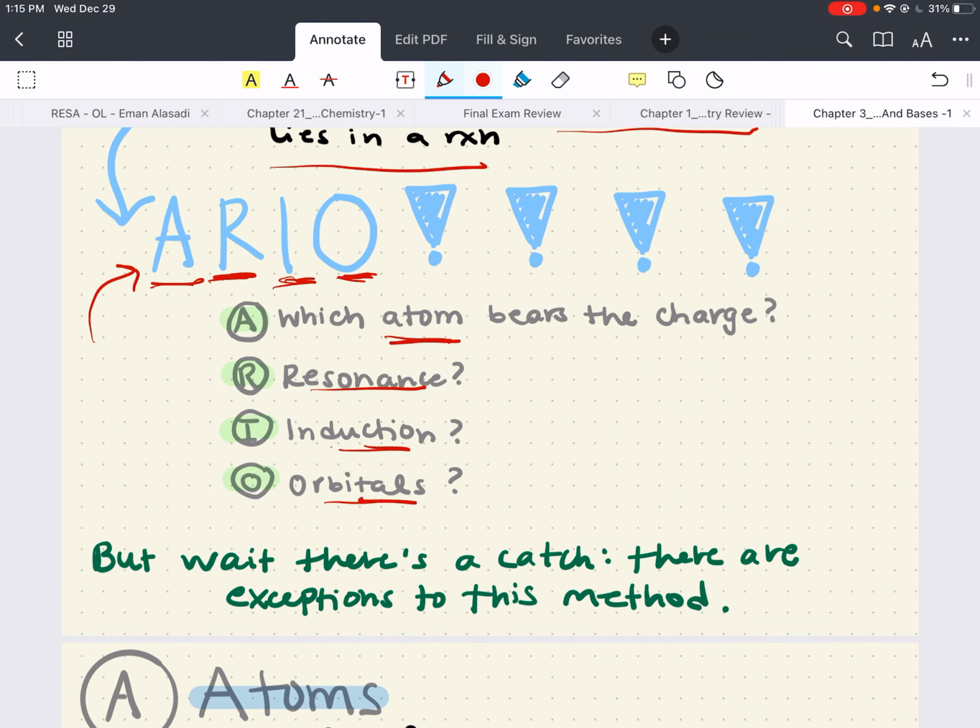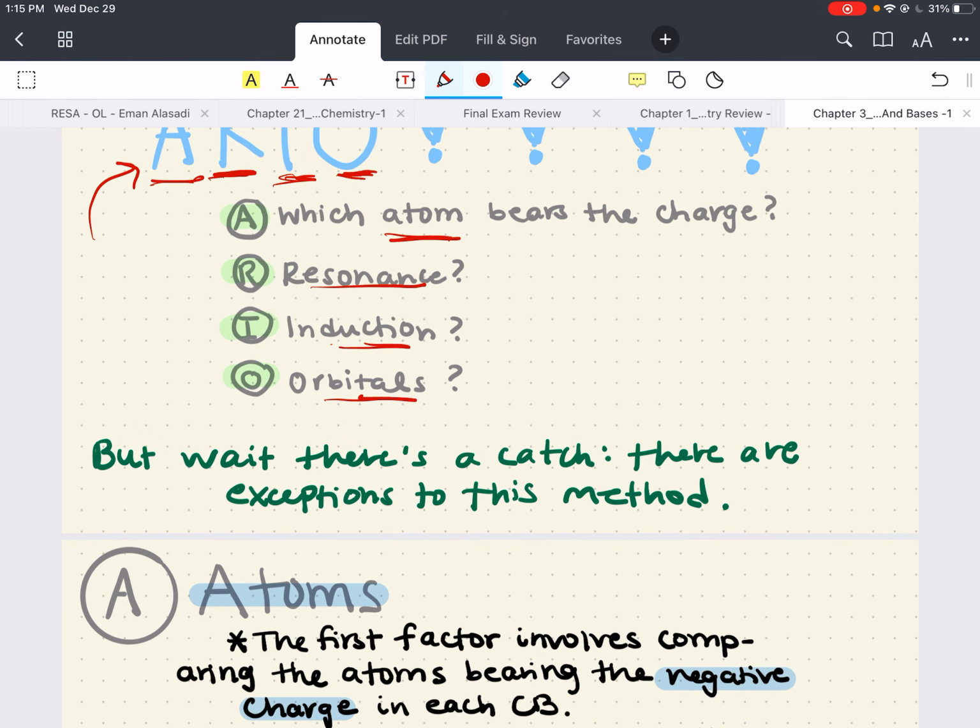And of course, we're going to do a few examples of this. Always remember that with OREO, there are exceptions to this rule. You first start off with atom and which atom bears the charge. If you can't answer this question because they're both the same, then you move on to the next, and the next, following that hierarchy. But sometimes there are exceptions where OREO doesn't help you in that order, and that's why I always say knowing your pKa values is a better way of comparing relative acidity, but it's good to know both.